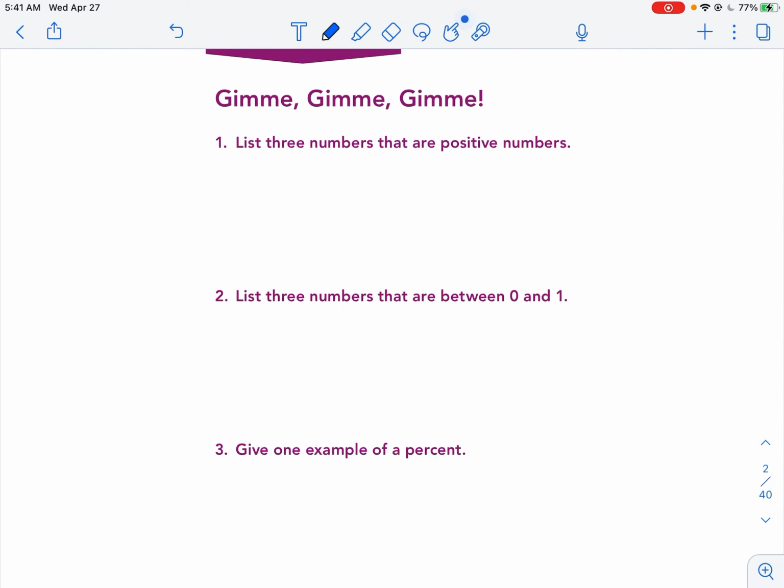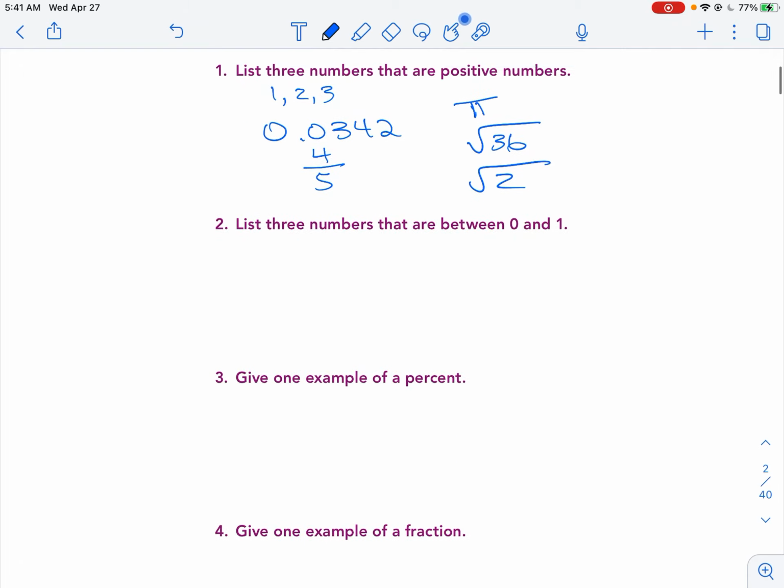List 3 numbers that are positive numbers. Now, it doesn't say whether it wants rational numbers, irrational numbers. It doesn't say it wants integers, whole numbers. So you could put any number you want. You could put 1, 2, 3. That would be fine. But you could also put 0.0342. I don't know. Or you could put 4/5. You could even put pi if you wanted to. You could put the square root of some number. It doesn't matter. It just needs to be positive.